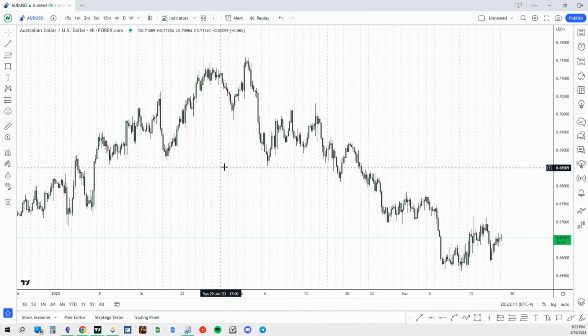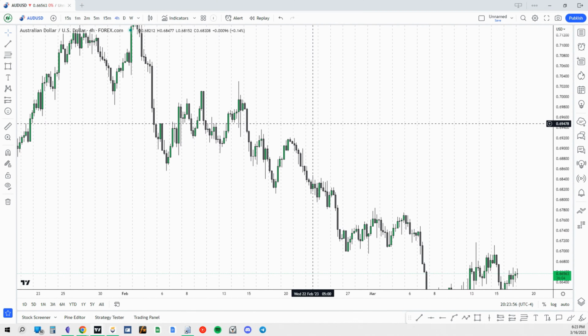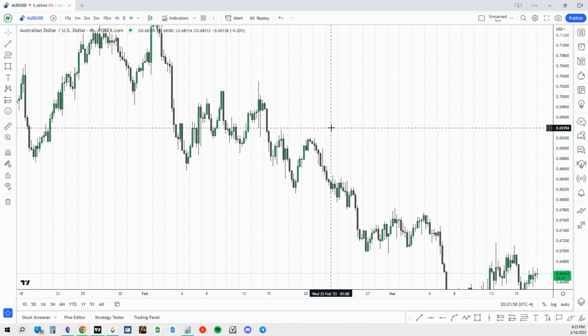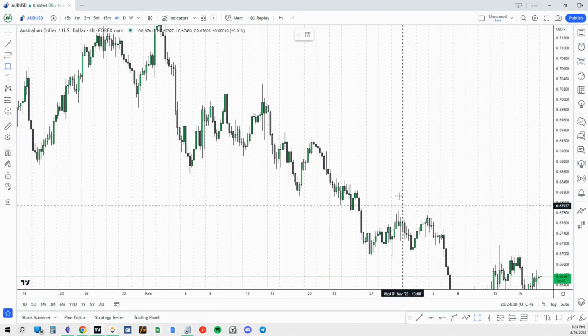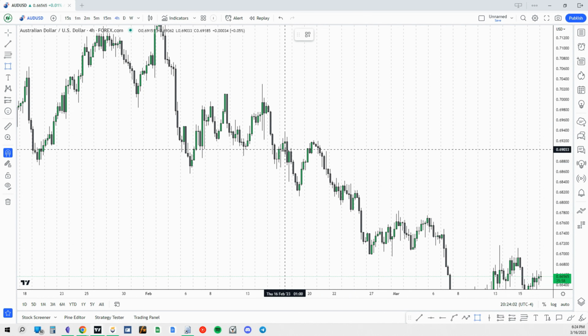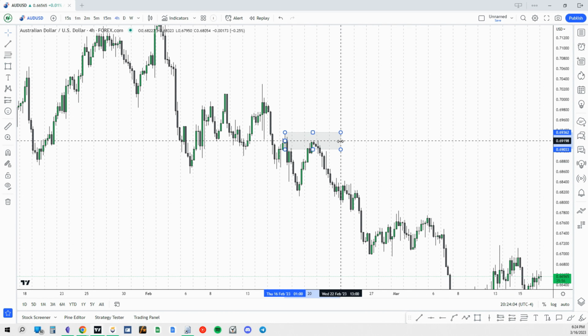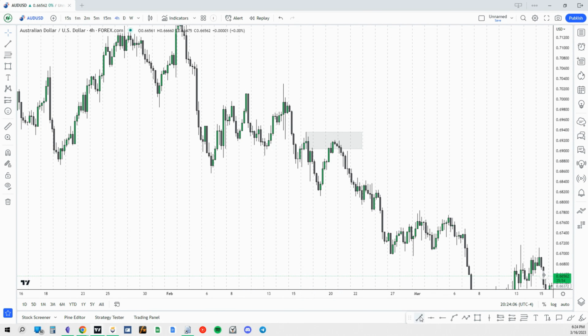So looking for a sell example. Okay, so just picking a quick sell example, I can see one right here where we do have a supply zone here. We do have a break of structure from this low right here.